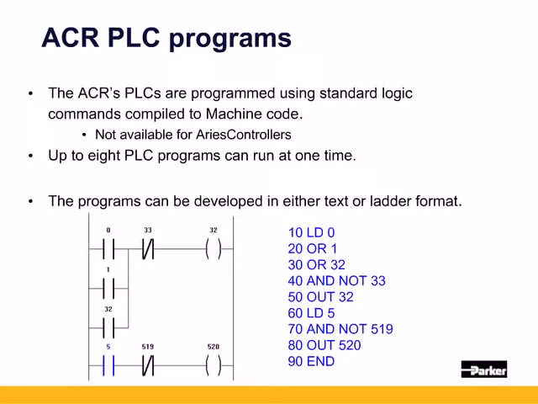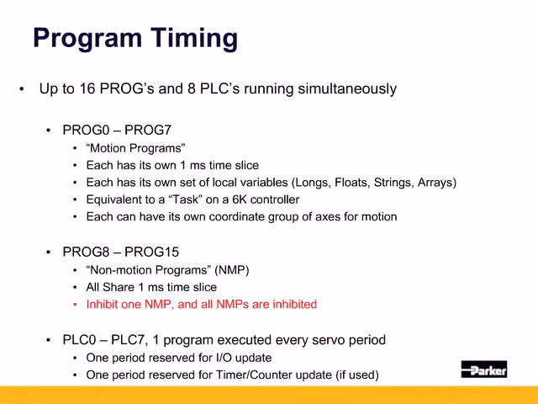Before getting into programming, let's cover the program and PLC timing. ACR controllers can have 16 AcroBasic programs and 8 AcroPLC programs running simultaneously. Progs 0 through 7 are the motion programs using AcroBasic. Each program is assigned its own 1 millisecond time slice.